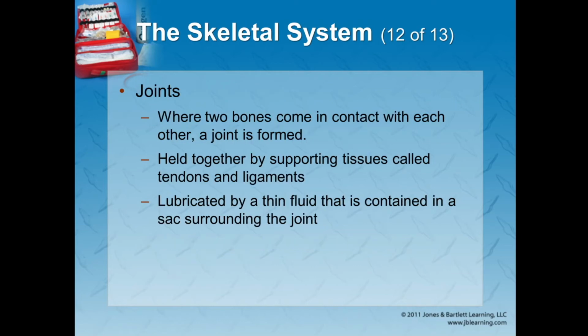So joints are where 2 bones come into contact with each other, and that's where a joint is formed. They are held together by supporting tissue called tendons and ligaments, and they are lubricated by a thin fluid that is contained in a sac surrounding the joint. That's why sometimes when you stand up and bend your knees quick, you hear that pop or snap. That's just the lubricating fluid surrounding the joint to make it all fluid and move nice and easy.